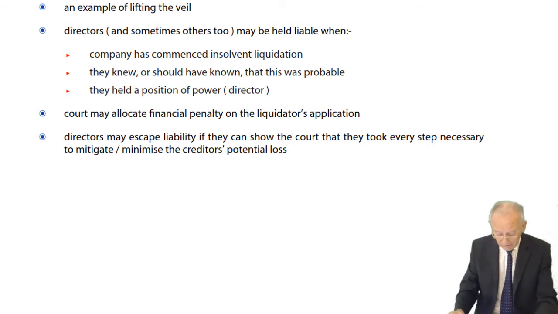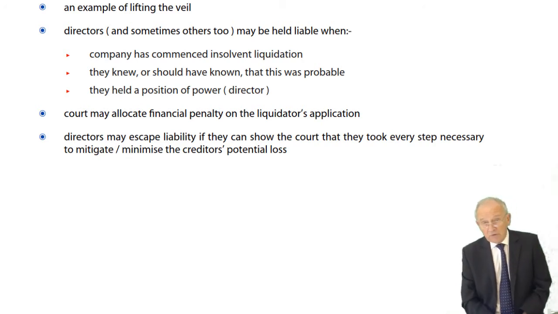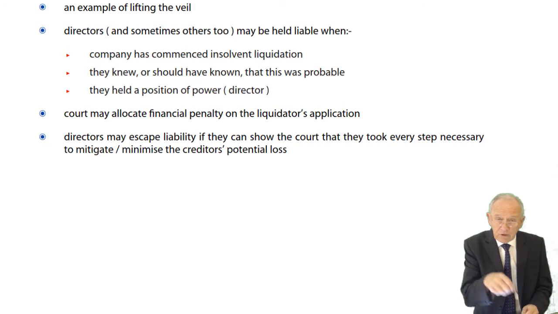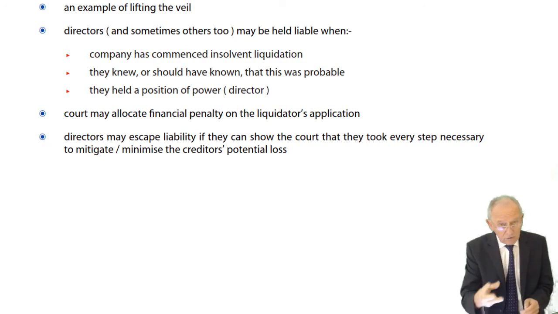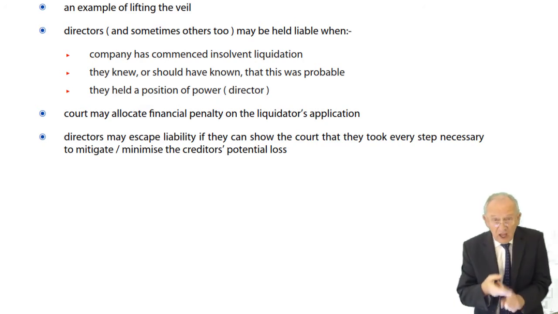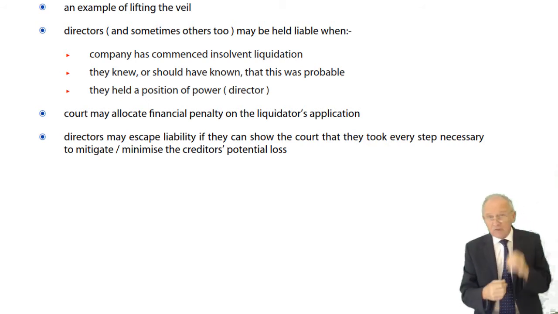So the company has commenced an insolvent liquidation. The directors knew, or they ought to have known, that this was probable, and they held a position of authority, typically a director. Those are not alternatives, not this or this or this; it's all three. That the company has commenced an insolvent liquidation, the directors should have known, and the directors are the ones we're holding responsible for wrongful trading. The court may allocate a financial penalty on the petition of a liquidator.